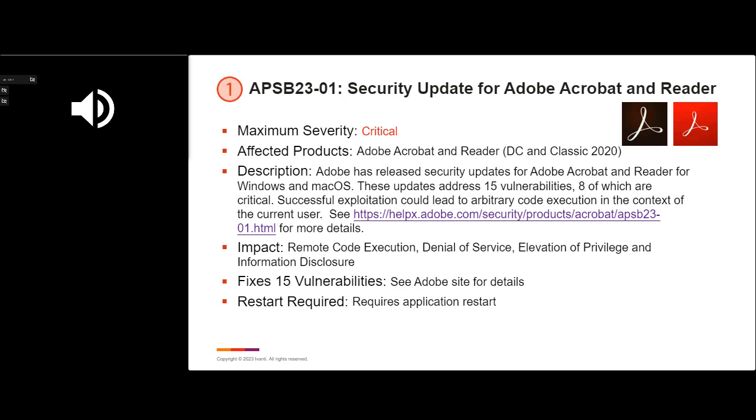Chris had already mentioned that we got the usual update for Adobe Acrobat and Reader. Usually the first one of the year is a pretty big one. And this month they had 15 vulnerabilities, 8 of which were rated critical. There were a number of releases for DC as well as the classic 2020 version. So both of those came out. And you can see the Adobe site for more details on each one of these vulnerabilities, but definitely rated critical. So you want to update as soon as possible on this one.